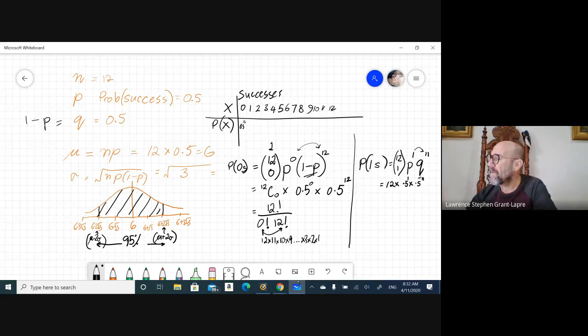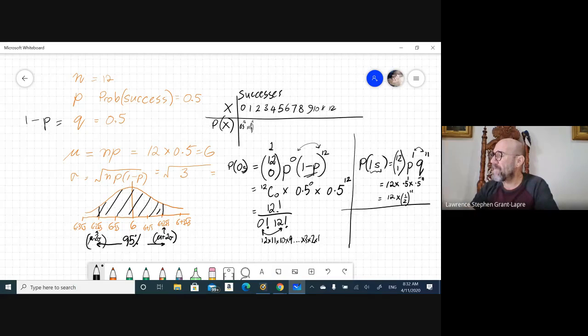All right. This is one success, P, and so 11 failures. So we've got 12 times half to the power of 12. So I'll put here 12 times half to the power of 12. So that's the probability of one success.